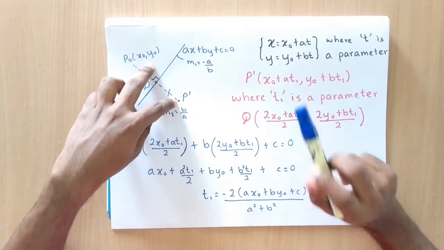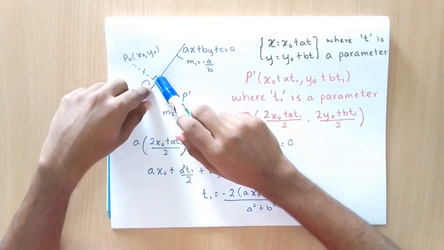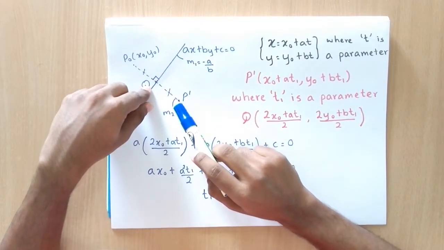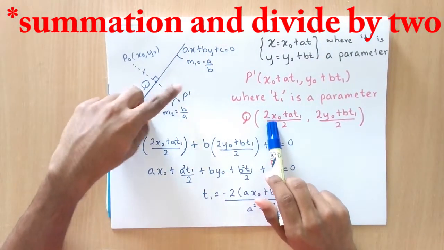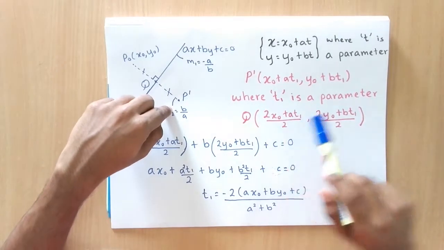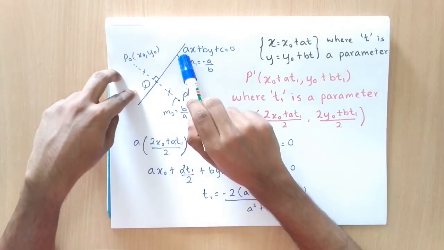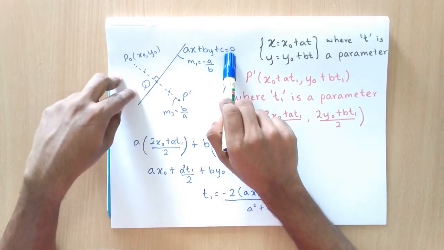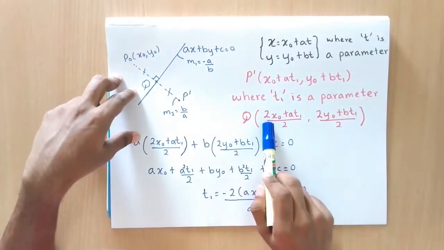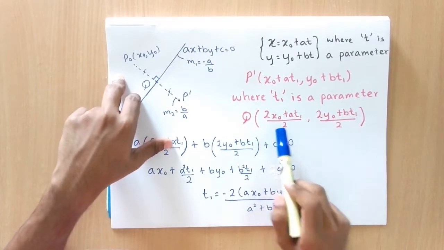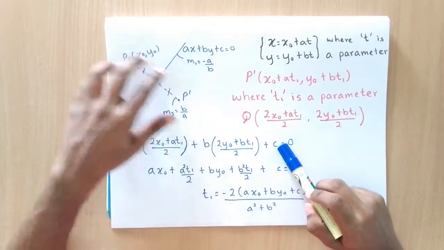To find P dash, we need the value of t1. Here, since Q is the midpoint, we can write its coordinates as the summation of these two coordinates divided by 2. So that will be (2x0 plus at1) over 2 and (2y0 plus bt1) over 2. Now this point Q satisfies this line ax plus by plus c equals 0. So we can substitute its coordinates, that is a into (2x0 plus at1) over 2 plus b into (2y0 plus bt1) over 2 plus c equals 0.